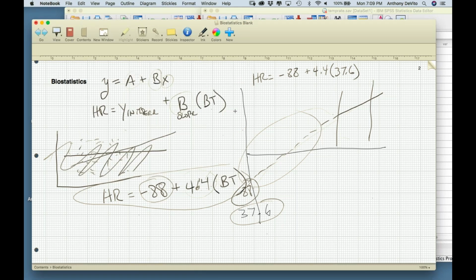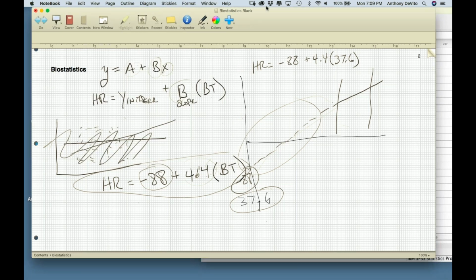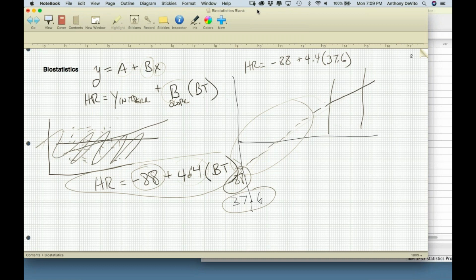A little bit high, right? Who knows? I don't know where this data came from, if it was resting heart rates or something like that. But we could use it predictively. Is it a good prediction? Apparently not, because only 6% of the variability in heart rate was predicted by body temperature. Many, many other factors that we've missed.